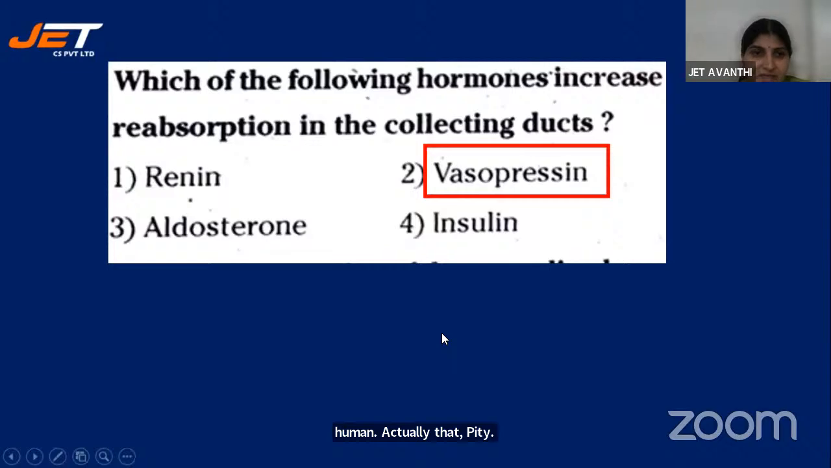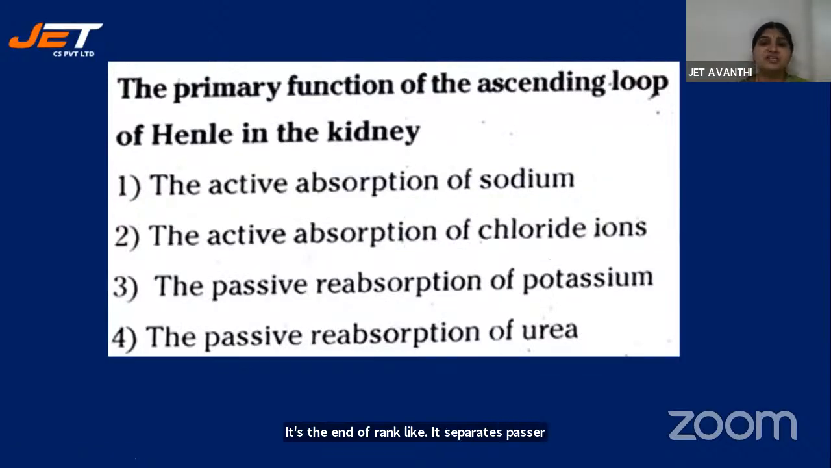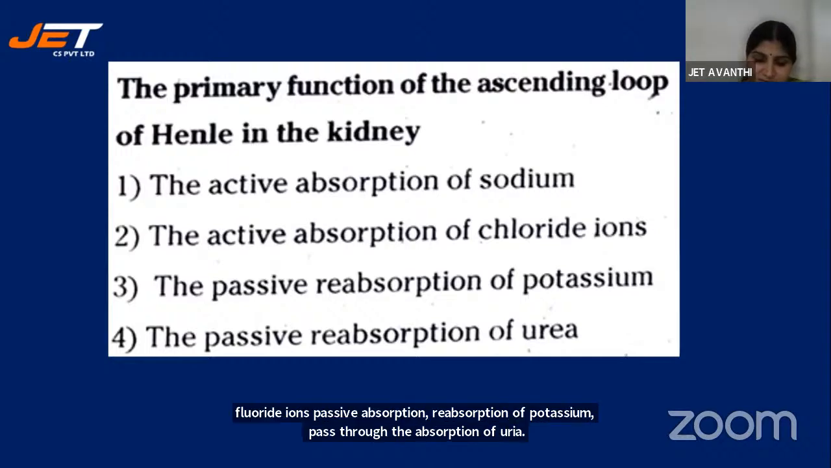Okay? Next question. The primary function of the ascending loop of Henle in the kidney. What is the function of the ascending loop of Henle in the kidney? Loop of Henle: active reabsorption of sodium, active absorption of chloride ions, passive reabsorption of potassium, passive reabsorption of urea. So this is given in your textbook, children. Please refer to your textbook to answer.